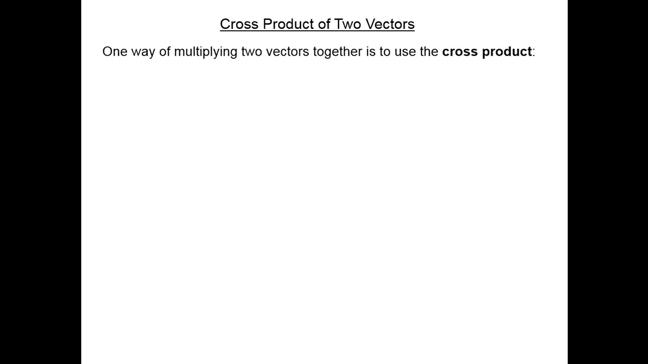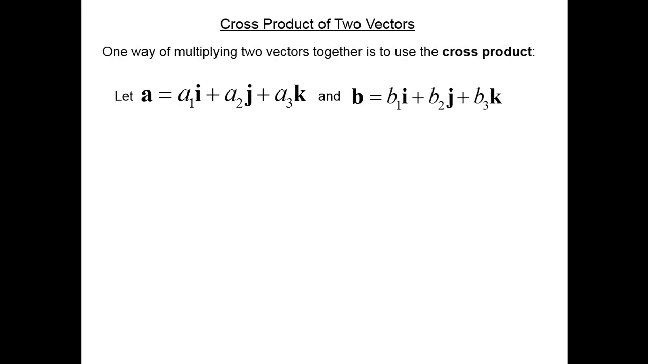All right, so today we're going to pick up where we left off and talk about the cross product, or the vector product, of two vectors. Another way of multiplying two vectors together is to use what we call the cross product. Again, IB calls this the vector product. It's the exact same thing.